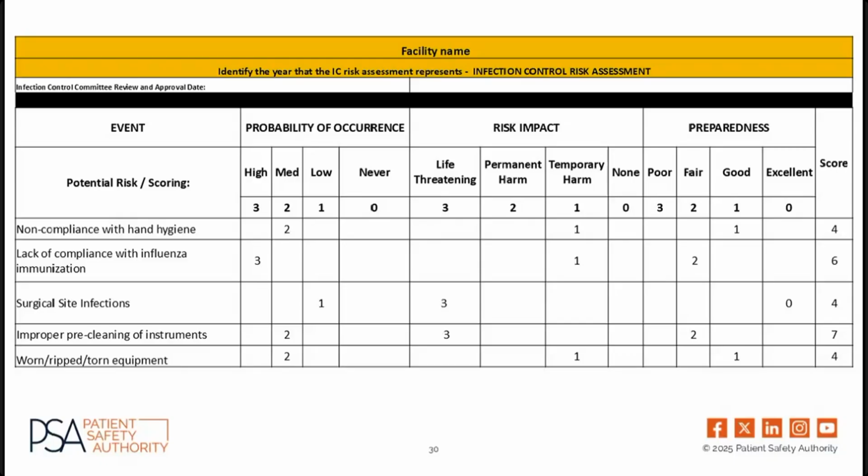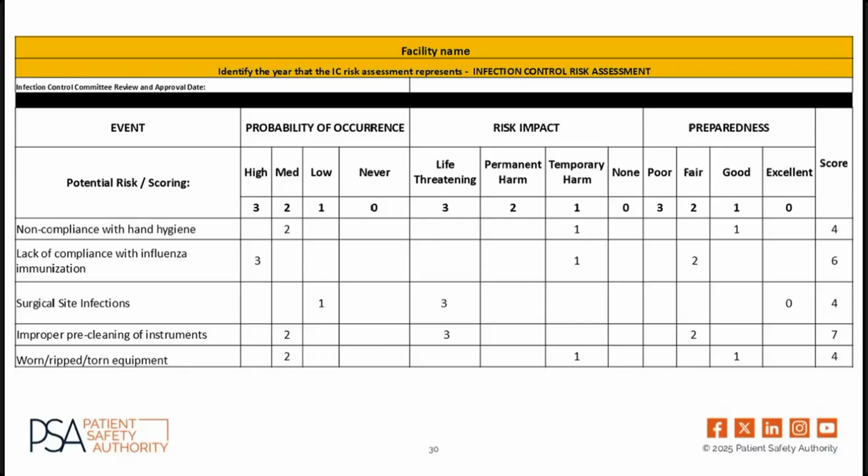And then what is our preparedness? On here we've said it's good. Maybe we're doing good education, we have signs up, but there's a little bit of work we could do. Maybe we want to make sure that we have hand sanitizer in more areas to make sure that it's accessible to everyone. We add up those numbers, we get a score of 4 for this.